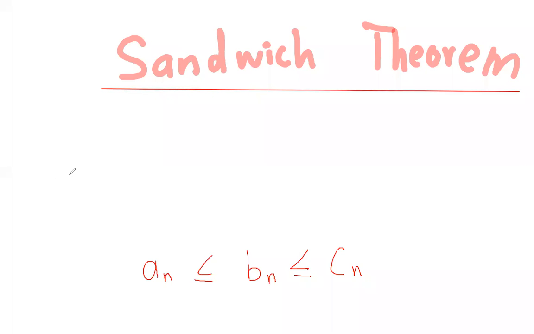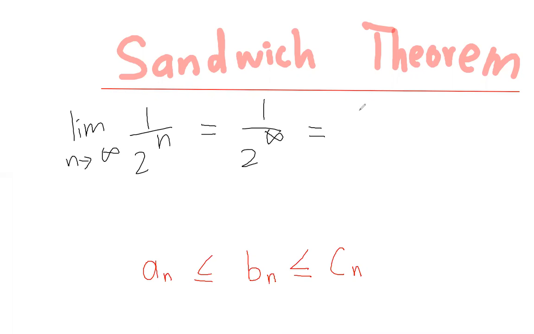First I'm going to show you a simple one. Let's say the limit as n approaches infinity of 1/2 to the power of n. For this, I'll show you how the ordinary method works. We substitute infinity here, and this is equal to 1 over infinity, which is equal to 0. It means this converges, because it converges to the point 0.